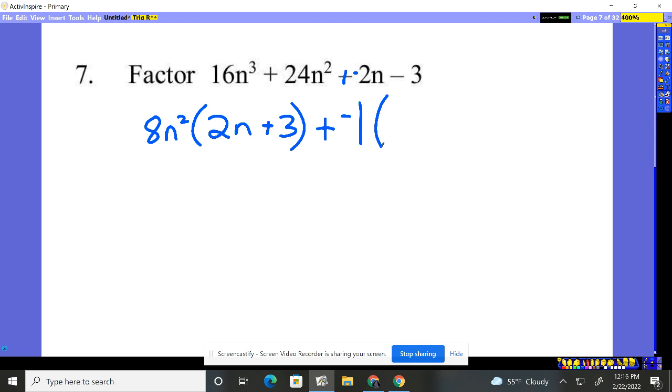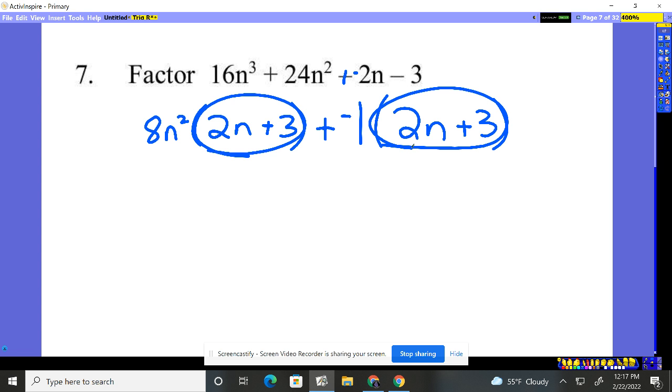So it's going to be a negative 1 that comes out. That'll leave you with 2n, because negative 1 times 2n is negative 2n. And negative 1 times what will give you a negative 3? A positive 3. You'll notice at this point that you have a 2n plus 3 and a 2n plus 3. So that's what factors out.